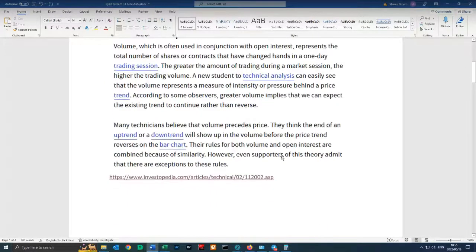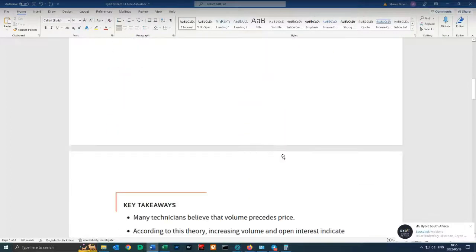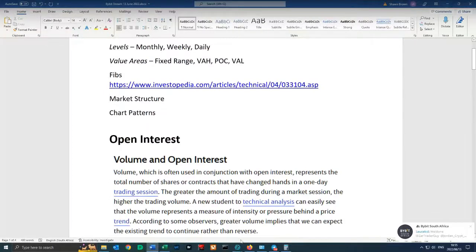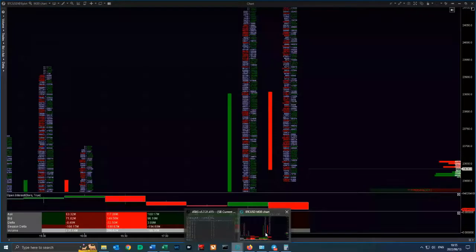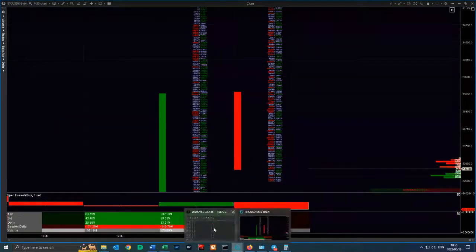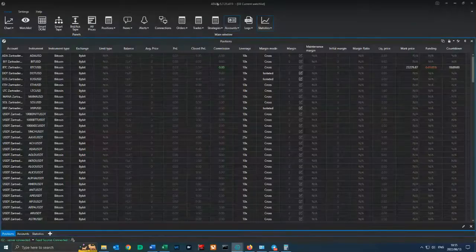The open interest is absolutely fascinating, and so is the order flow. Just to give you a little bit of an insight, I use an order flow software called Atas. It's free.